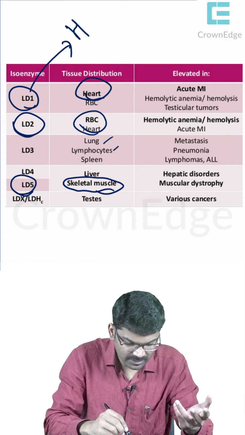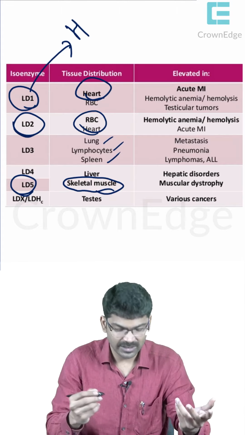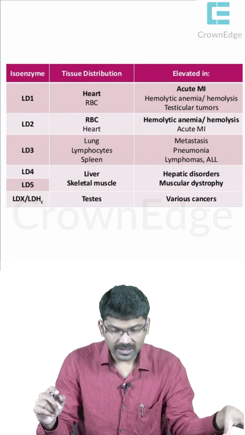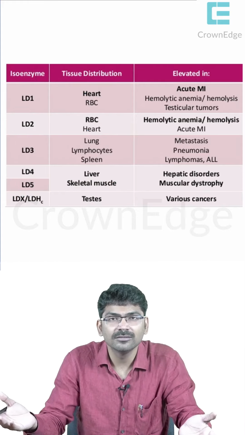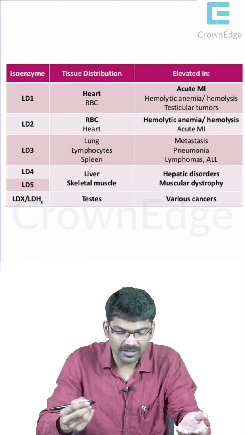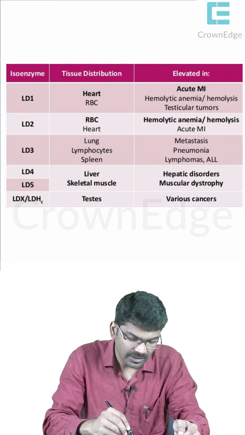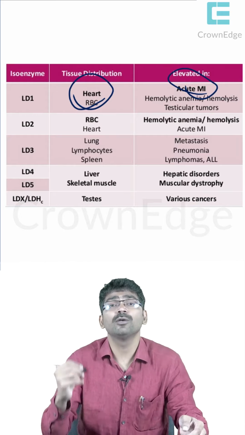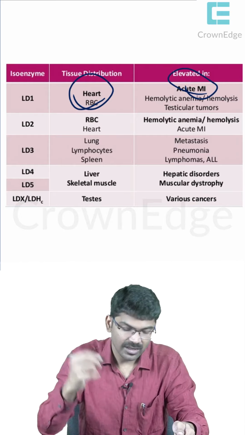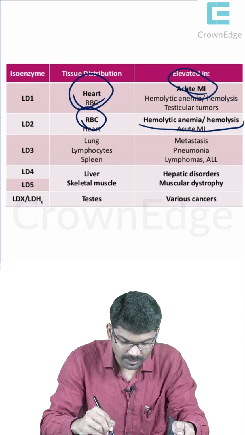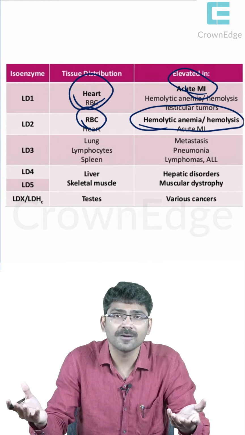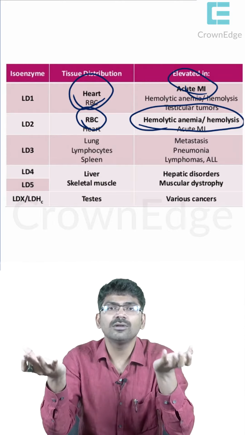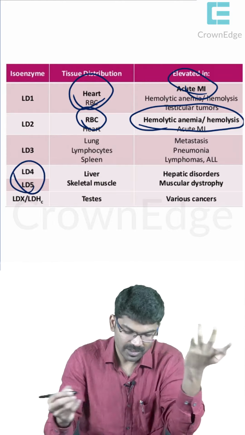LDH3 is present in lung, lymphocytes, spleen and all. 4 is present in liver. 5 is in skeletal muscle. So, when will the level of these enzymes be high? Very simple. Look at the organ and you will find out. LDH1 will be high whenever there is acute myocardial infarction. LDH2 will be high when you have hemolytic anemia. When you have liver disorder and muscular dystrophy, LDH4 and 5 will be high.